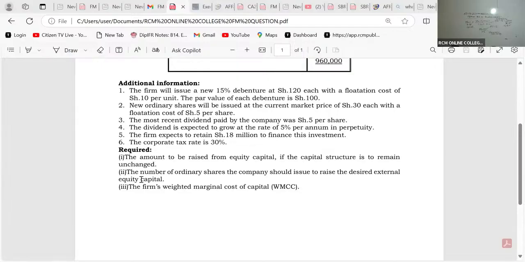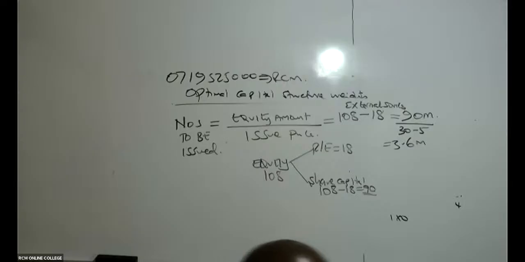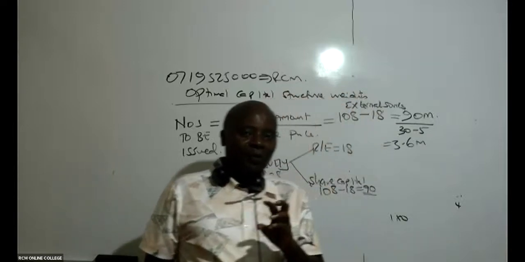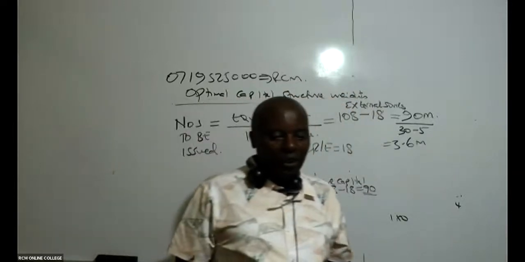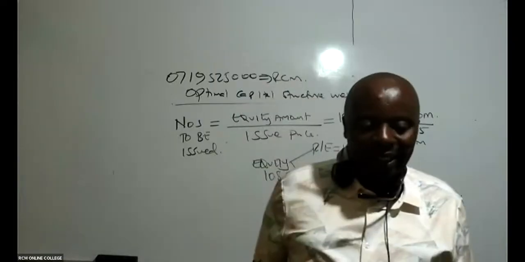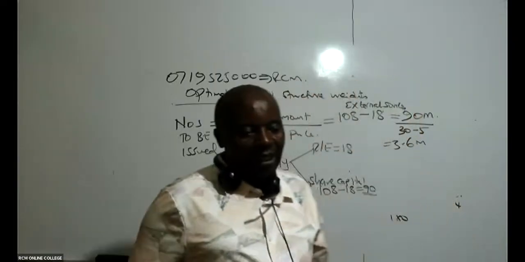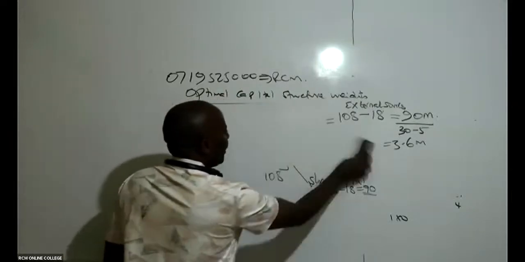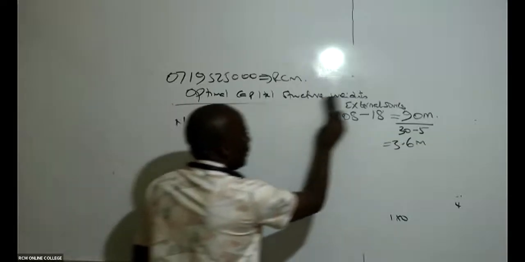Now, numbers 1 and 2 are done. Now we are doing number 3. They want me to give them the firm's weighted marginal cost of capital, WMCC. You need to know how to differentiate between WACC and WMCC. Is there anybody who knows the difference between the two?